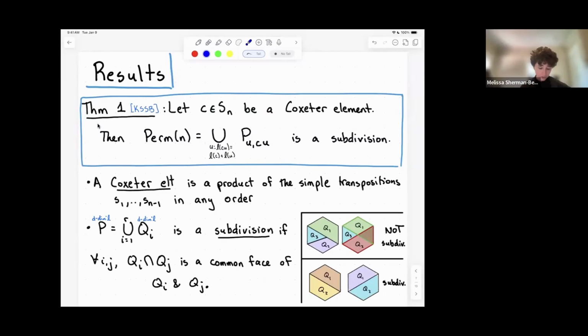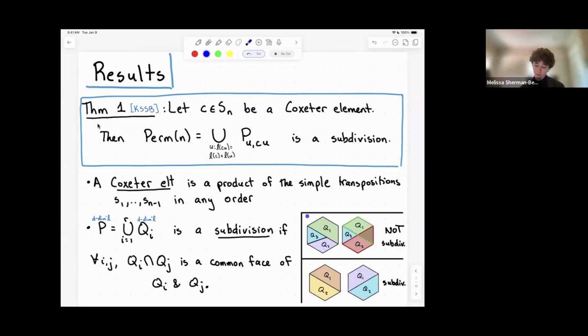So in general, if I've got some d-dimensional polytope, and I've written it as a union of other d-dimensional polytopes, call those Qi, this is a subdivision if for all of my smaller polytopes, they intersect in a common face. Okay, so this is saying that, for one, their interiors don't overlap, and the way that their boundaries touch is kind of well behaved.